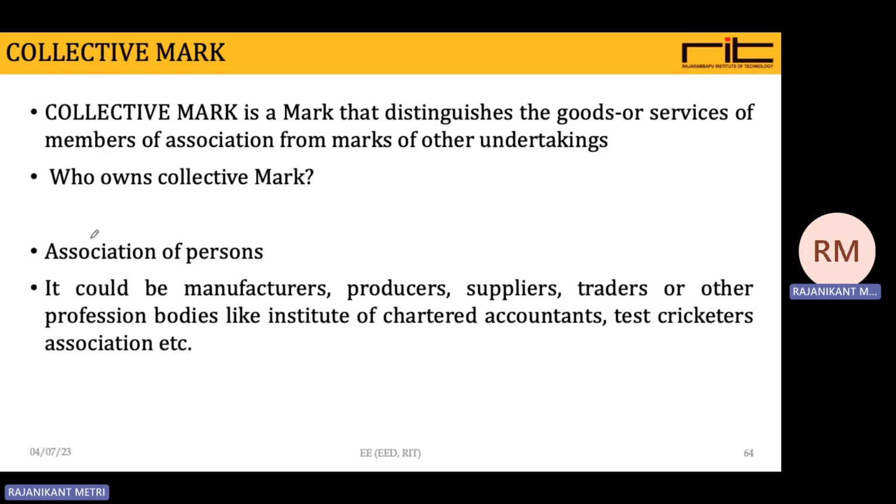Then another is collective mark. It is a mark that distinguishes the goods or services of members of an association from marks of other undertakings. Now, who owns this collective mark? Generally an association of persons. For example, manufacturers, producers, suppliers, traders or other professional bodies like the Institute of Chartered Accountants, Test Cricketer Association or governing bodies. So these associations own this collective mark and they give this collective mark.